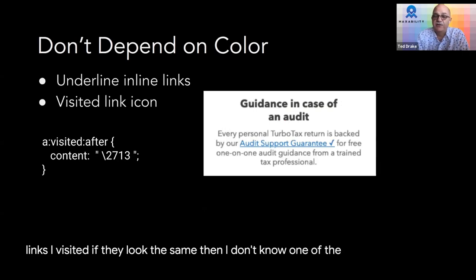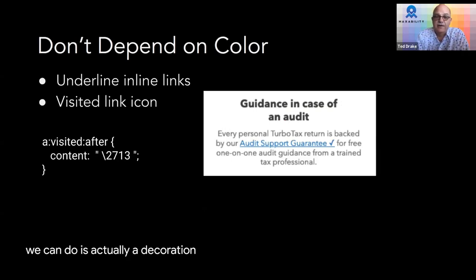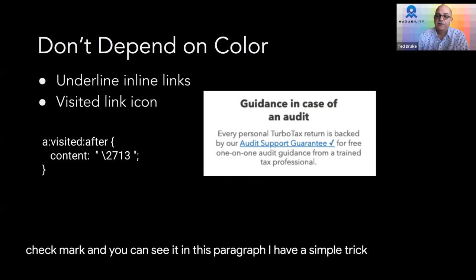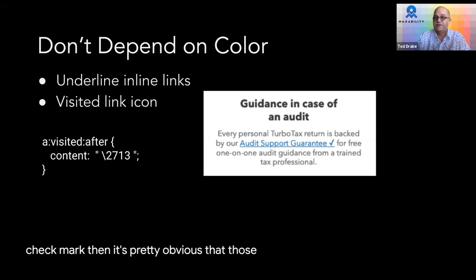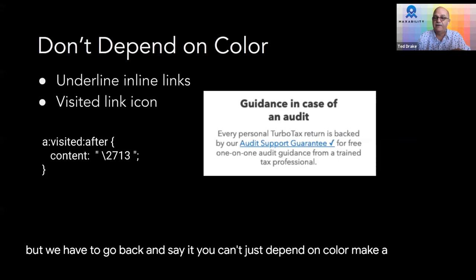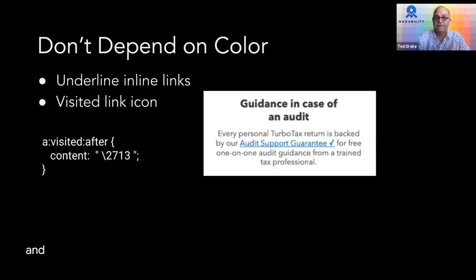One of the things we can do is actually a decoration. I've got an example. It's a very simple CSS rule that says on visited links, after a visited link, I want you to insert a check mark. And you can see it in this paragraph. I have a simple check mark. When I go to a page and I see that there are 10 links that have a little check mark, then it's pretty obvious that those are the ones that I visited. But we have to go back and say, you can't just depend on color. Make a link obvious by putting an underline on it. And there you have it.